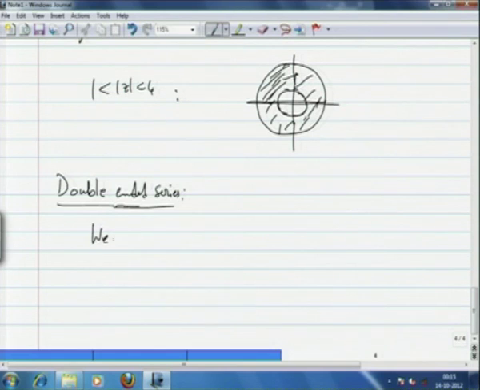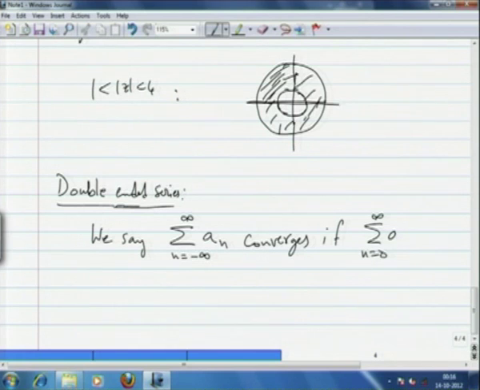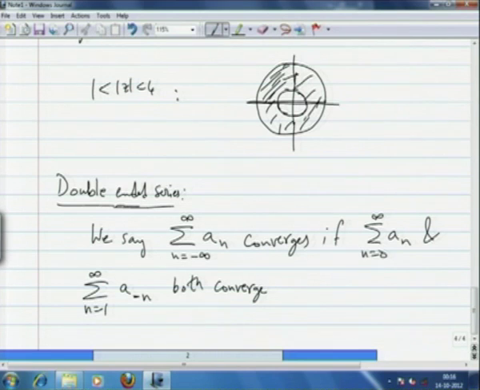Okay. We say the sum over n from minus infinity to infinity of a_n converges if the sum over n from 0 to infinity of a_n and the sum over n from 1 to infinity of a_{-n} both converge. What that means is the subscript of a runs through negative integers. So, if both of them converge, we say that the sum over n from minus infinity to infinity of a_n converges.